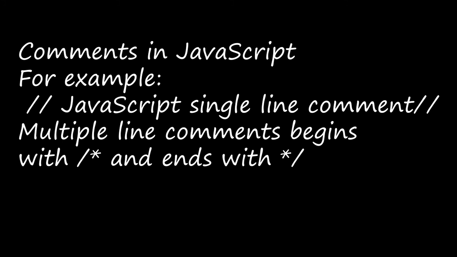So here, for a single line comment, we'll use a double slash. For multiple line comments, we'll use slash star at first and star slash at last, right? If you have four lines, before starting that line you will mention a slash star, and after completing all the comment lines, at last you will end with star slash. So that is about comments in JavaScript, right?